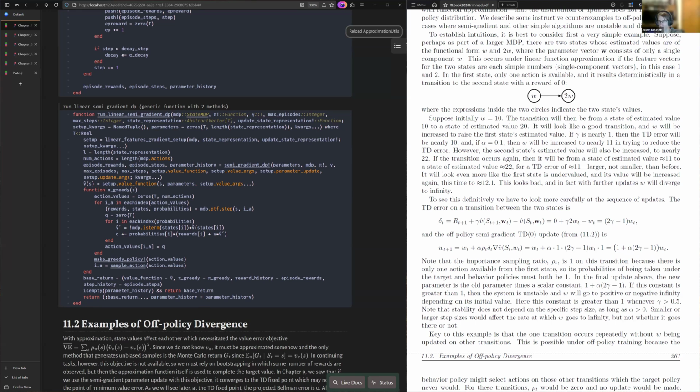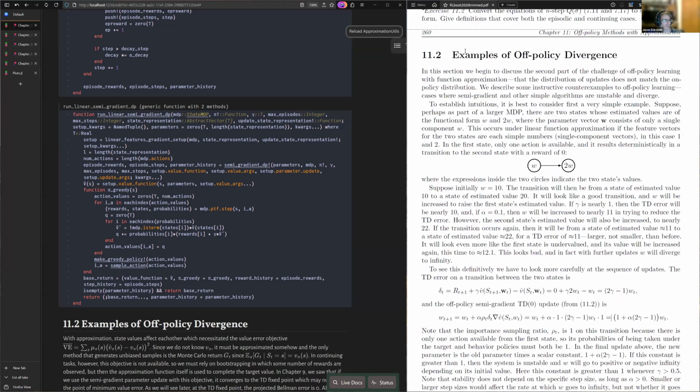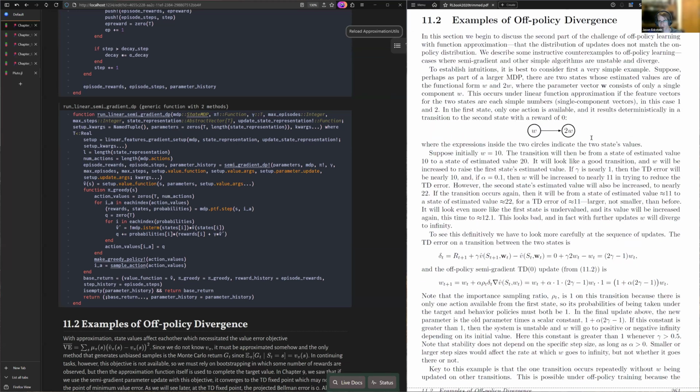Oh. Okay, sorry. Are there any questions about this introductory toy example?